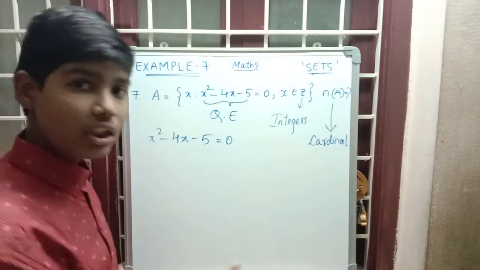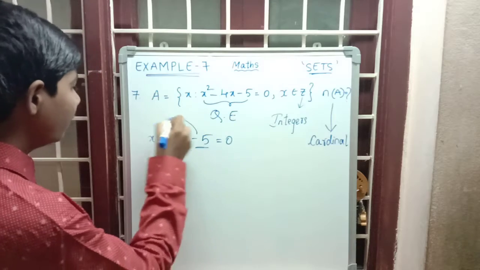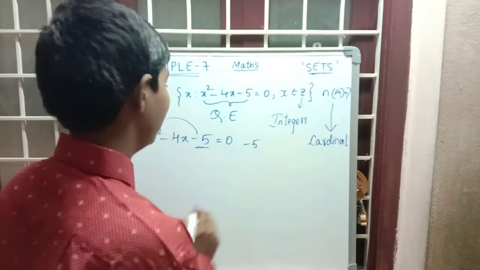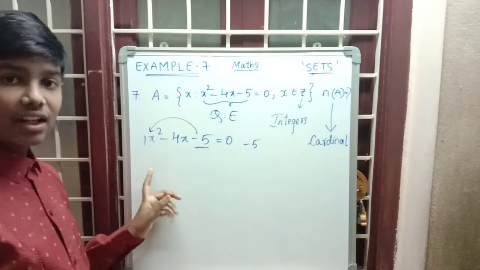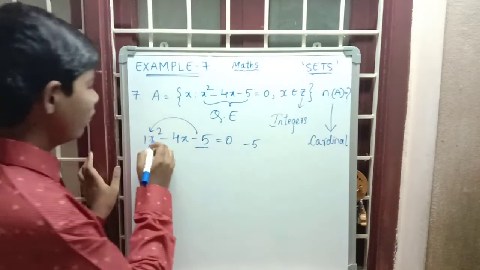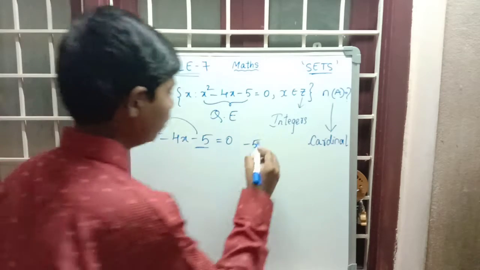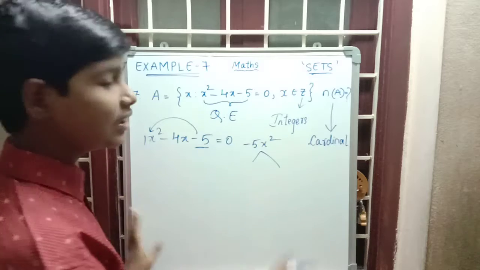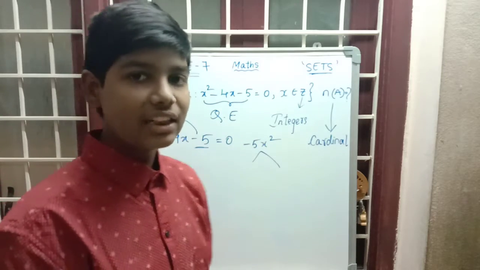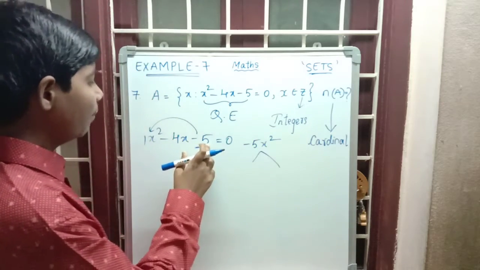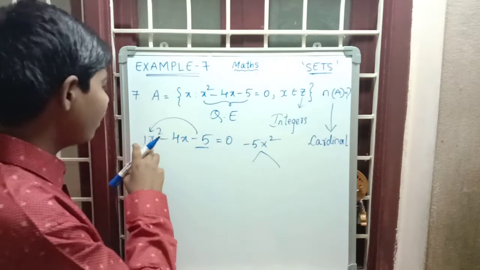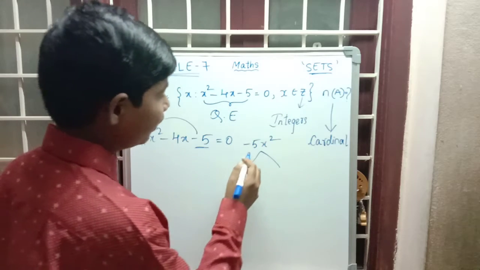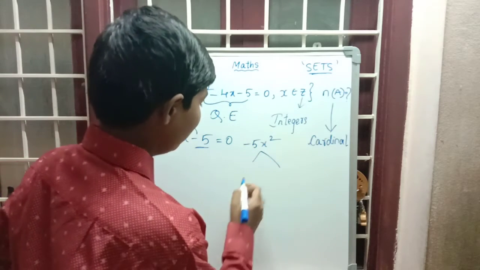In factorization, what is the first step? The constant should be multiplied with the first term. Here the constant is minus 5 and the first term is 1 into x square, that is x square. So minus 5x square we will take. This is the first step completed in the factorization method: constant multiplication with the first term of the quadratic equation. The second step is now this minus 5x square.